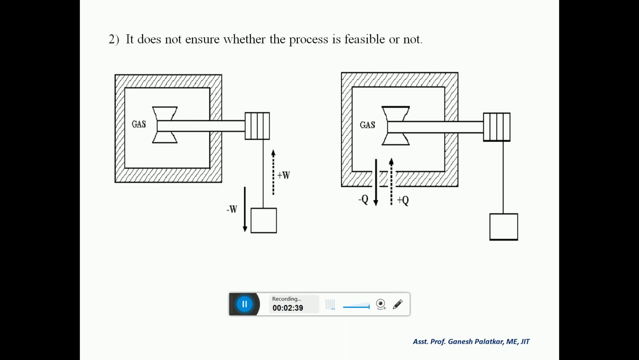The diagram says that a paddle wheel is operated by a falling weight. As it rotates, it stirs a fluid within an insulated container. This container consists of a fluid in the form of gas. The decrease in potential energy of the weight is equal to the increase in thermal energy of the fluid mass. However, the reverse process, raising the weight by decreasing internal energy of the fluid, does not occur in nature. So this diagram shows that it is not possible, and the first law does not say whether the process is possible in both ways or not.